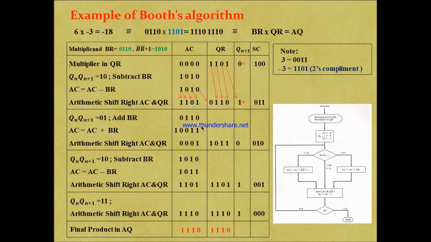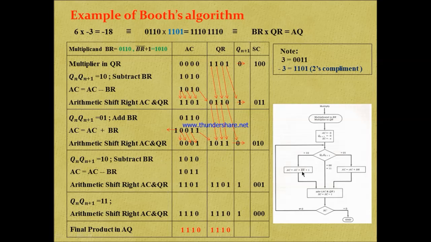We put the BR here and go for addition. After addition we will get this result, which contains one carry. We know that this carry should be discarded. Again we go for the arithmetic right shift in this way, and the last bit is discarded. Again the SC is decremented to 2, that means 0 1 0. Now again we check the Qn and Qn plus 1. Here it is 1 0.